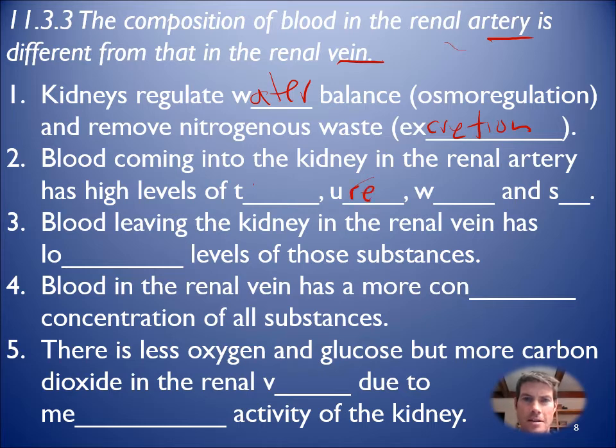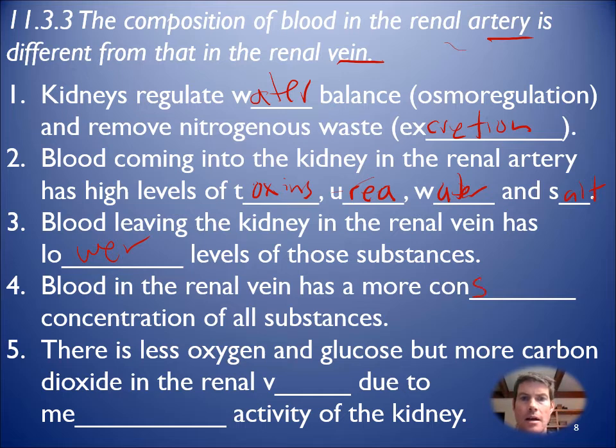This is urea. The other one will come to me. Urea, water, salt, and toxins. So remember, your body's not making those. The toxins your body's making is that urea. Toxins would be other sorts of products maybe your liver's making from breaking down different chemicals you're eating or drinking. And blood leaving has lower levels of all of these substances.